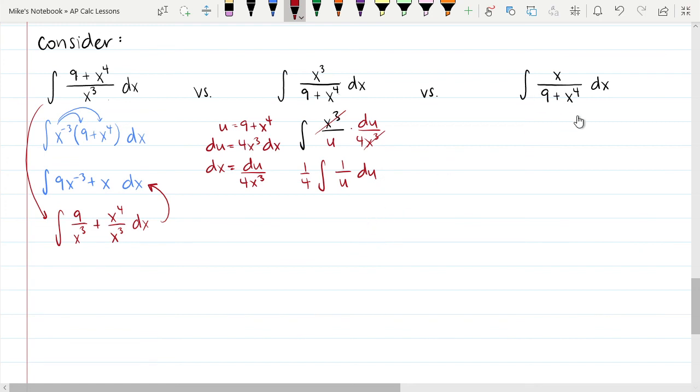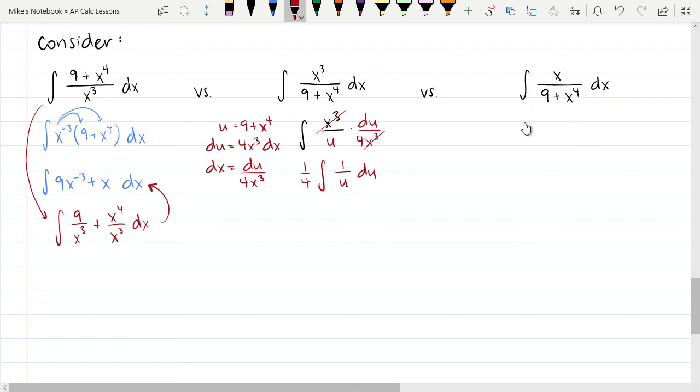And then finally, compare that to this last one. Again, I have an x to the fourth in the denominator, but I have an x to the first in the numerator. Notice that those powers are more than 1 degree off from each other. So this is where you might recognize that this is maybe more like the inverse tangent, and that you don't want to just let your denominator be your u.